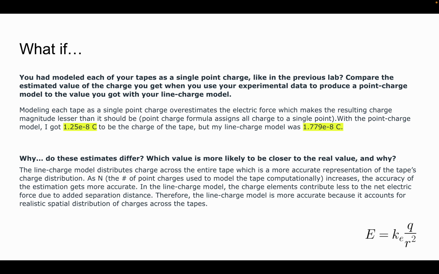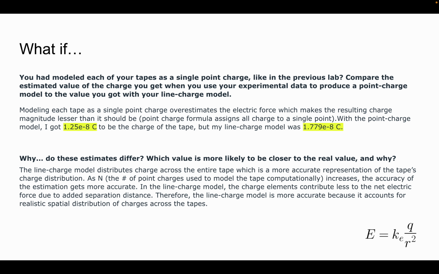What if we had modeled each of our tapes as a single point charge like we did in Lab 1? Compare the estimated value. Yeah, so modeling each tape as a single point charge overestimated the electric force, which made the charge magnitude smaller than it should be. And with a point charge model, as you can see, I got a smaller charge than the line charge model, just ever so slightly smaller.